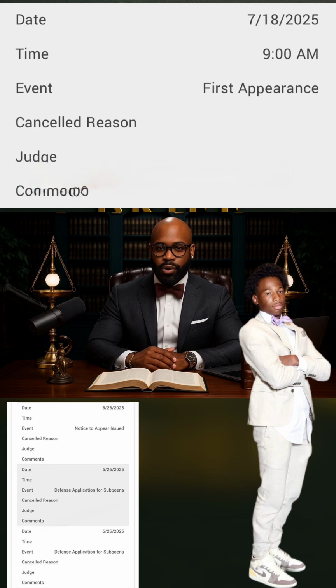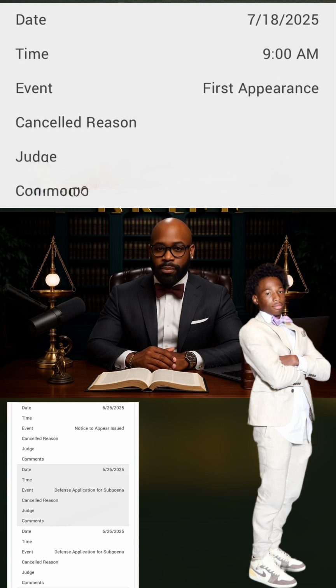Securing witness testimony: subpoenas can compel witnesses to testify, potentially providing testimony that supports the defendant's case, contradicts the prosecution's case, or sheds light on important details. Ensuring a fair trial: by using subpoenas, the defense can ensure that all relevant evidence is presented in court, promoting a fair trial where all sides have the opportunity to present their case.